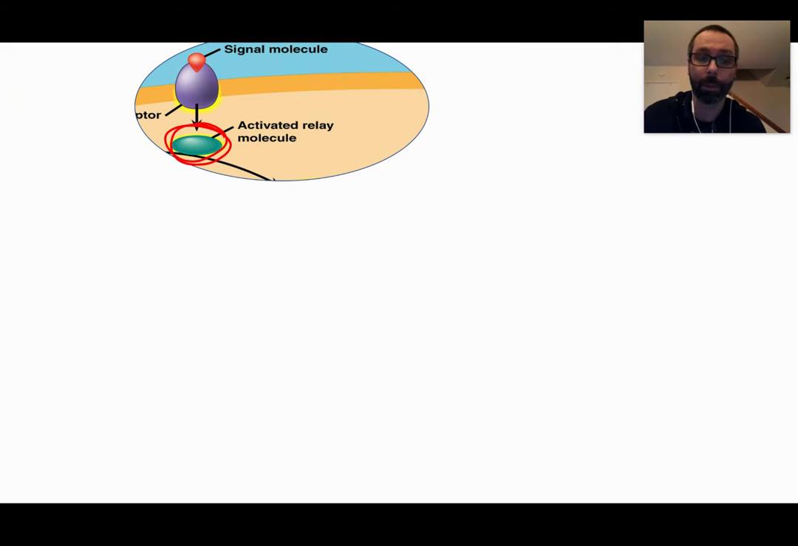Maybe that's the G protein, right? Now notice that activated relay molecule is not a kinase. It's not adding a phosphate to anything. It's just turning on the next protein. How does it do that? I don't know. I know that there are a variety of mechanisms that you don't need to know about. It just happens in a certain way.